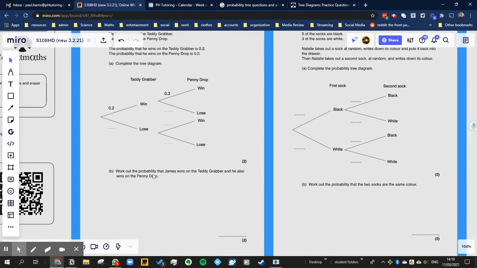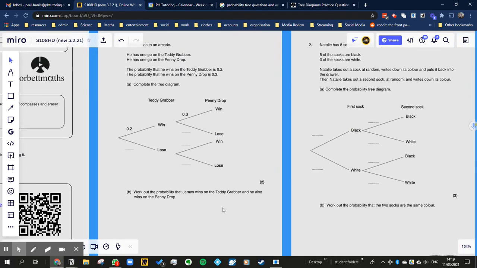Work out a probability that James wins on the teddy grabber, and he also wins on the penny drop. So remember, look at the word "and". He's going to do this, and he's going to do that. What's the probability of both of them happening? You're going to multiply them together, so it's going to be 0.2 multiplied by 0.3.